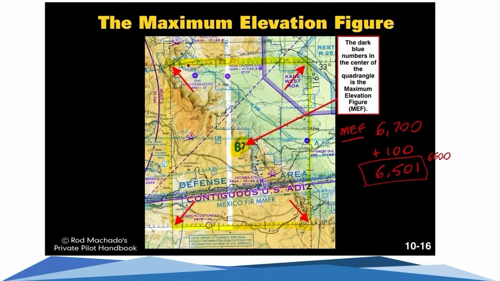So basically your maximum elevation figure will provide you a minimum of 101 feet to 199 feet of clearance. So just keep that in mind. We don't want to fly that close to the terrain for good reason.